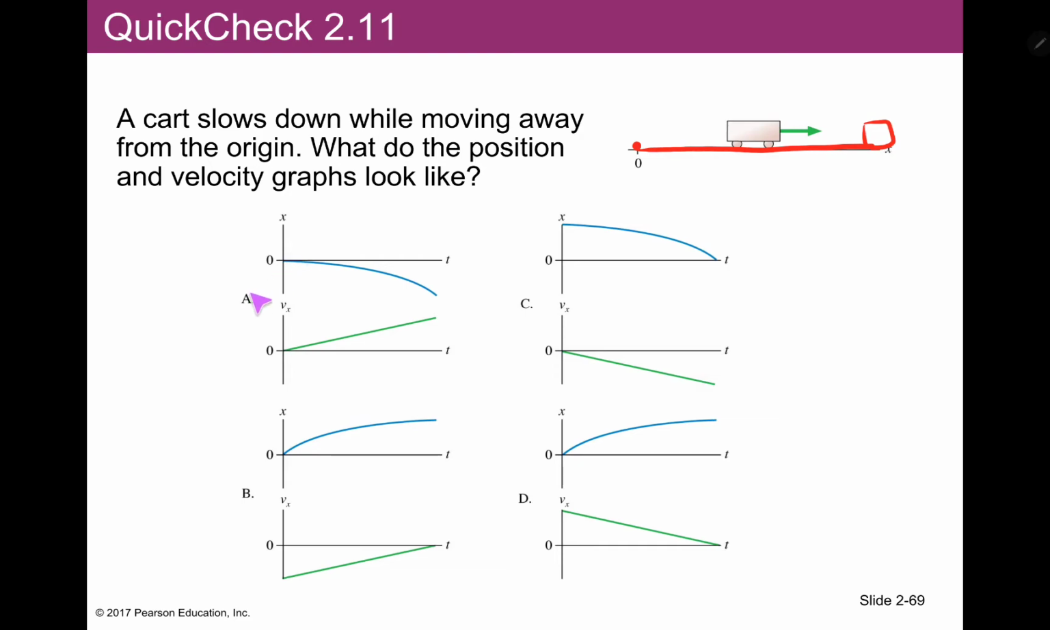So A is wrong because here position is decreasing. It's becoming negative, which means it's moving to the left side. Here the initial position was not equal to zero, then it becomes zero. It means initially, let's say it was 10 meters, then after some time it becomes zero. So it means it's also moving to the left. No, it's moving to the right.